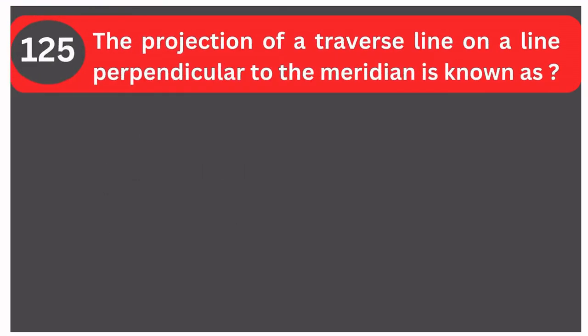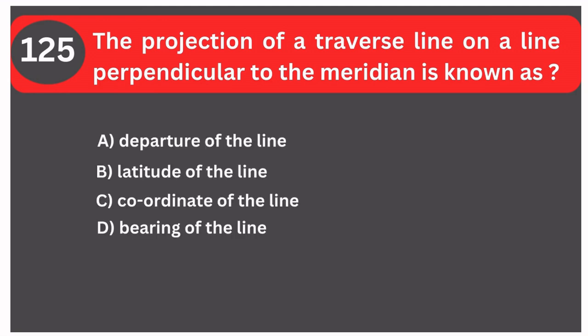The projection of a traverse line on a line perpendicular to the meridian is known as. Options A. Departure of the line. B. Latitude of the line. C. Coordinate of the line. D. Bearing of the line. Answer A. Departure of the line.